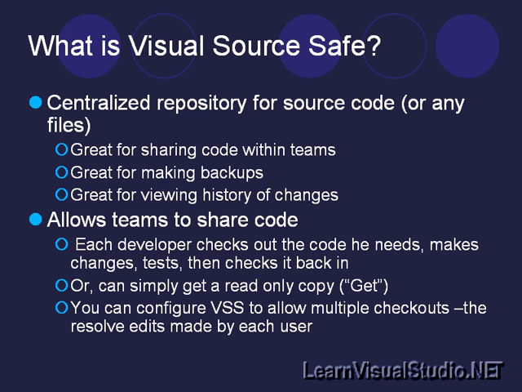With Visual SourceSafe, each team member can check out a file, which prevents the other users from modifying that file. When the team member is finished making changes to it, he can check it back in, just like checking a book back into the library. And that makes it available to the rest of the team members.